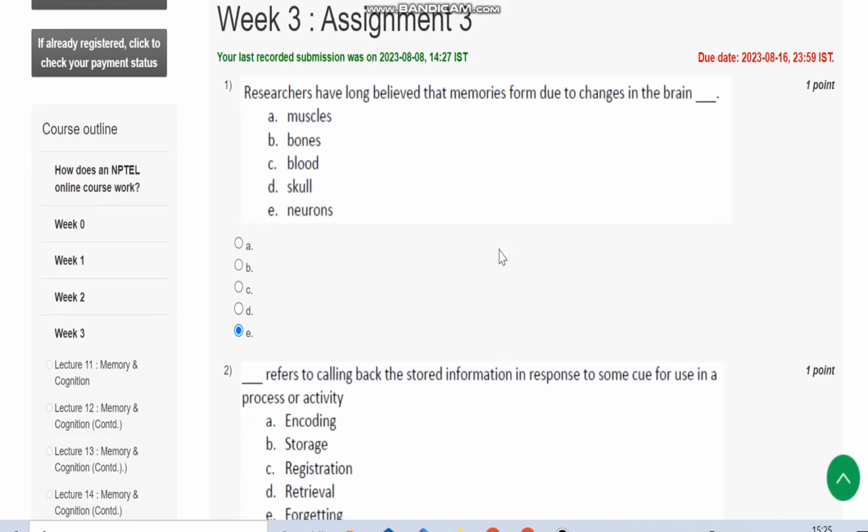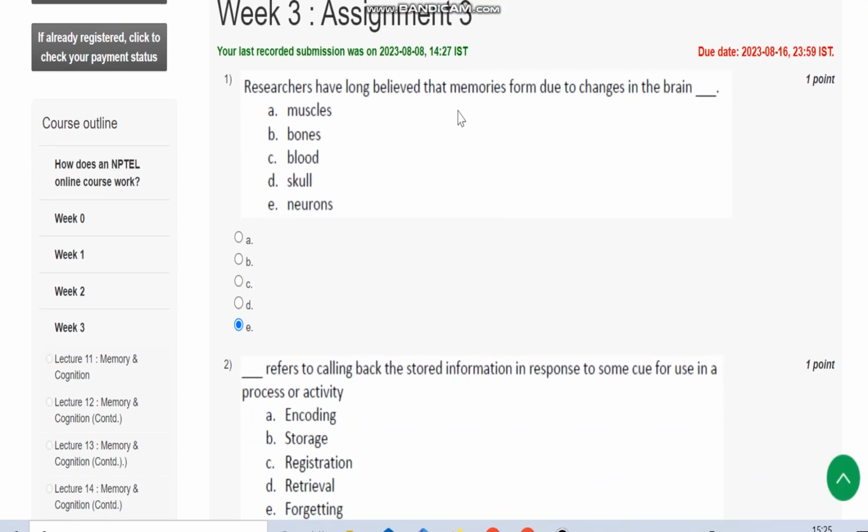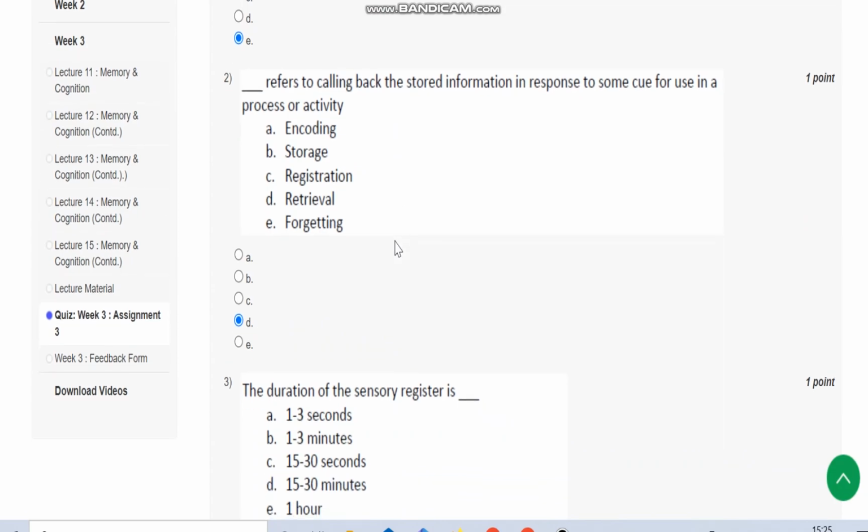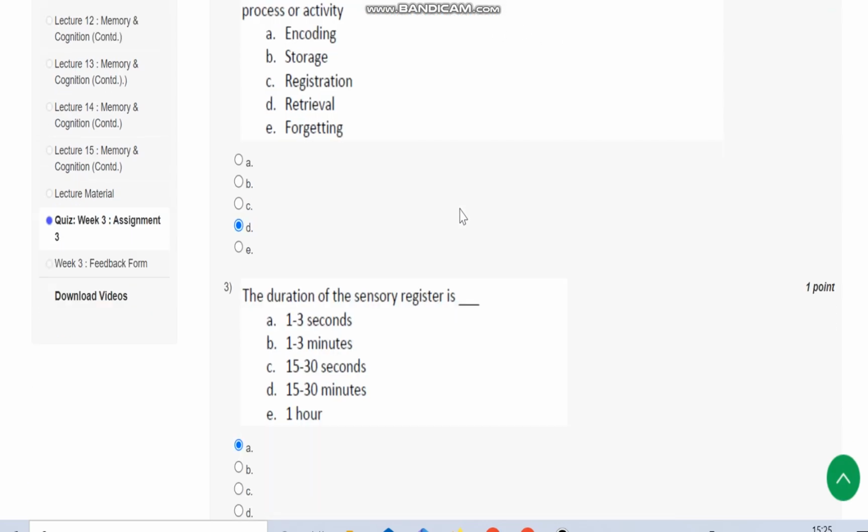Question number 1 is, researchers have long believed that memories form due to changes in the brain neurons. Then question number 2 is, dash refers to retrieval, refers to calling back the stored information in response to some cue for use in process or activity.